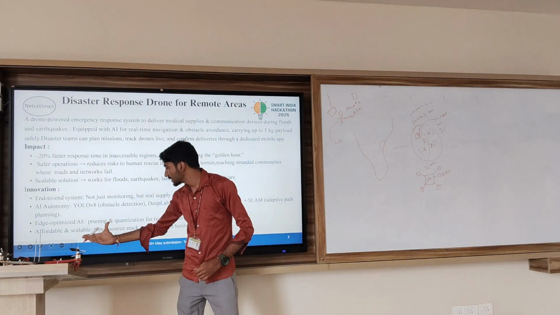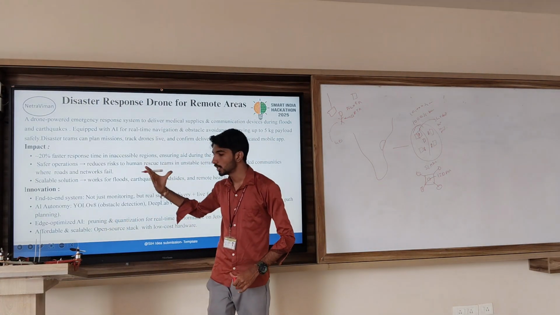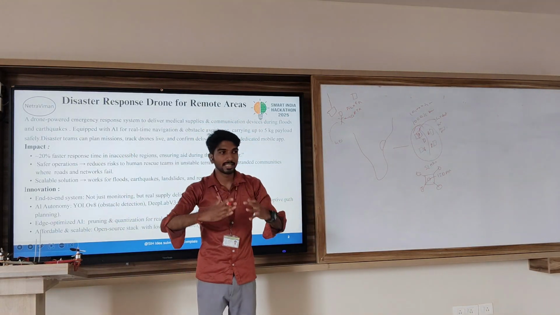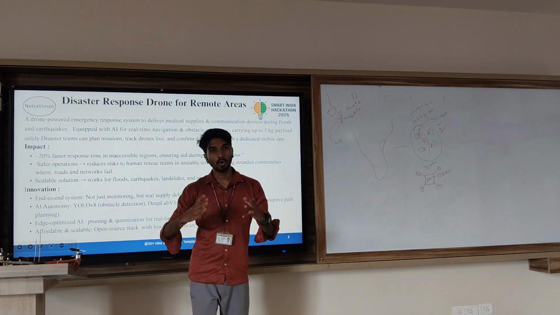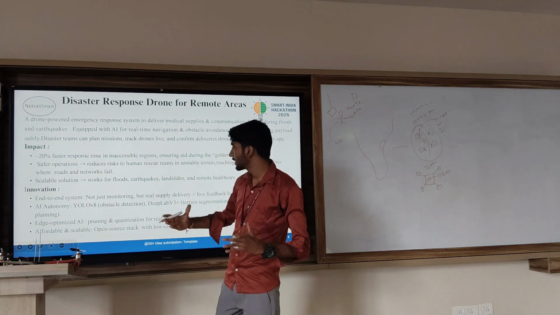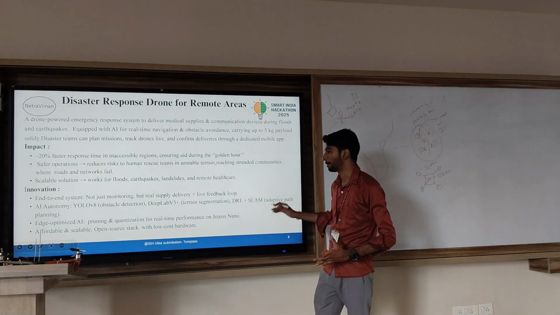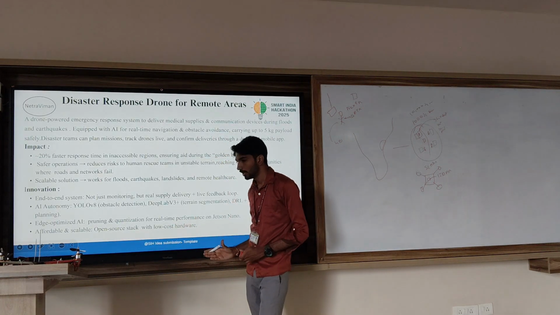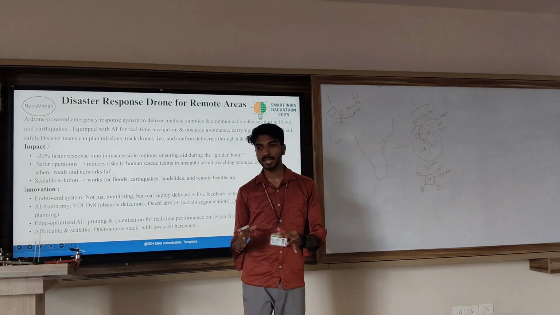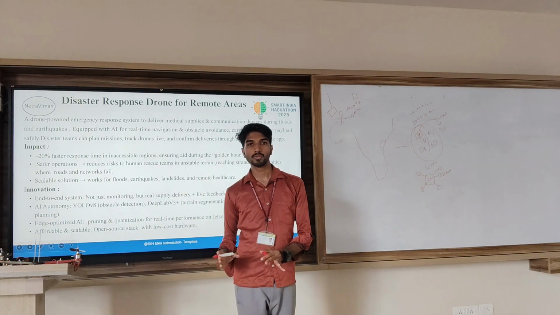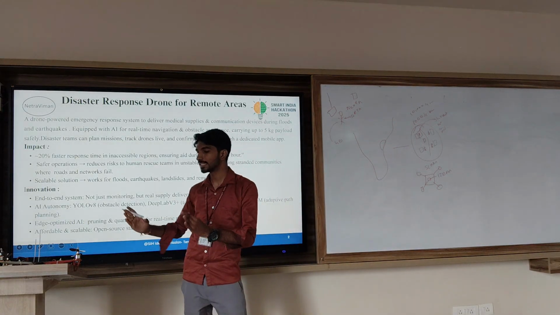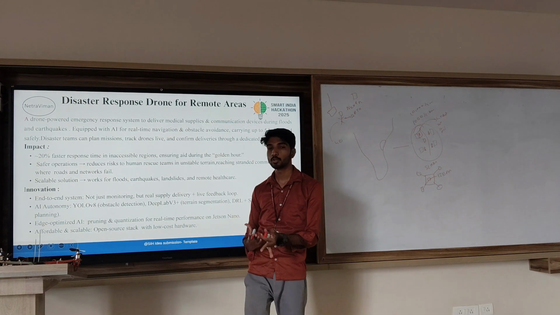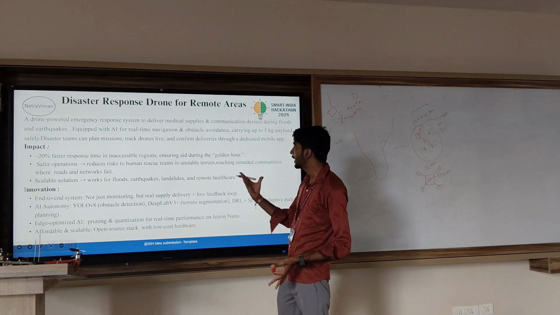And edge-optimized AI, including pruning and quantization. Suppose we need to prune, so we'll be using an onboard computer which will be running all these algorithms simultaneously. So it will be working all together, so it will give the best results in less time. And it's a completely affordable, scalable, open-source stack with low-cost hardware. The main thing is B2G, business to government. So this model is completely proposed to the government, which is affordable and scalable in perspective to the government's vision.